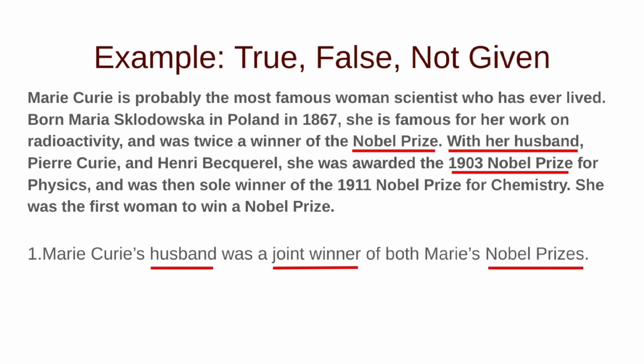But as we read on, we find this statement, and was then the sole winner of the 1911 Nobel Prize for Chemistry. So we know Marie Curie won the 1911 Nobel Prize for Chemistry. Her husband was a joint winner of the 1903 Nobel Prize for Physics. And as the statement says, Marie Curie's husband was the joint winner of both Marie's Nobel Prizes. We know the statement is false. He was a joint winner of the Prize for Physics in 1903, but Marie Curie won the 1911 Chemistry Prize on her own, by herself. So the answer is false.